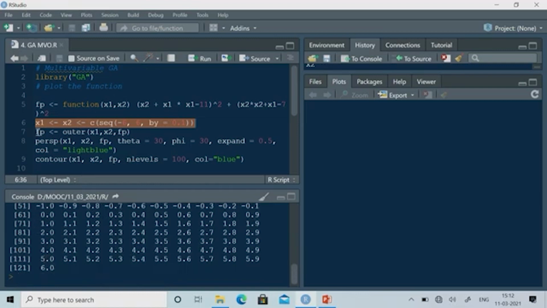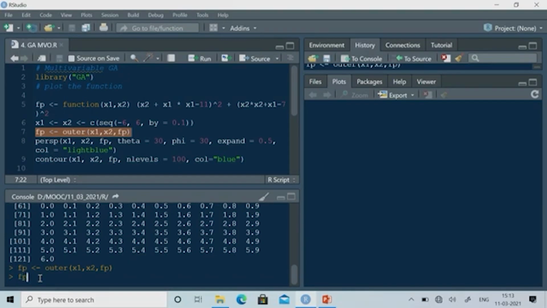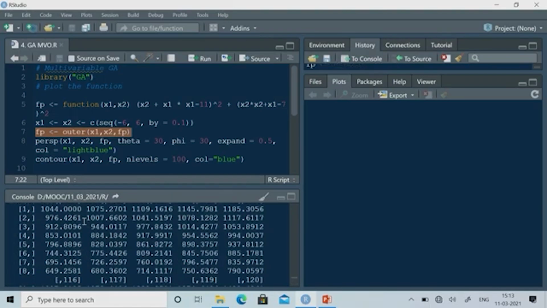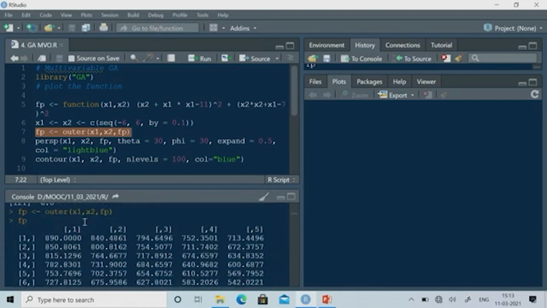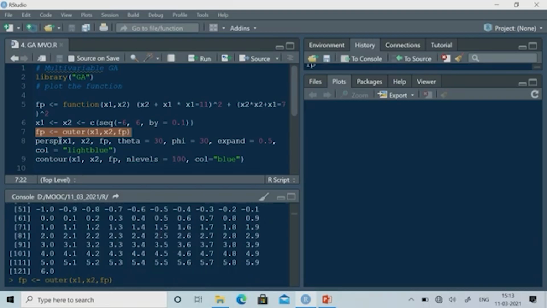Now I would like to find the function value at each grid point. For that I am using the outer function. This is outer, with x1 and x2, and the fp function is taken, and it will calculate the function value at each grid point. Let me execute this one. You can see, this is the fp result. It is not showing all these points, but you are getting the function value at each grid point, suppose 1 1, then 2 2, then 3 3, like that, 1 1, 1 2, 1 3, something like that.